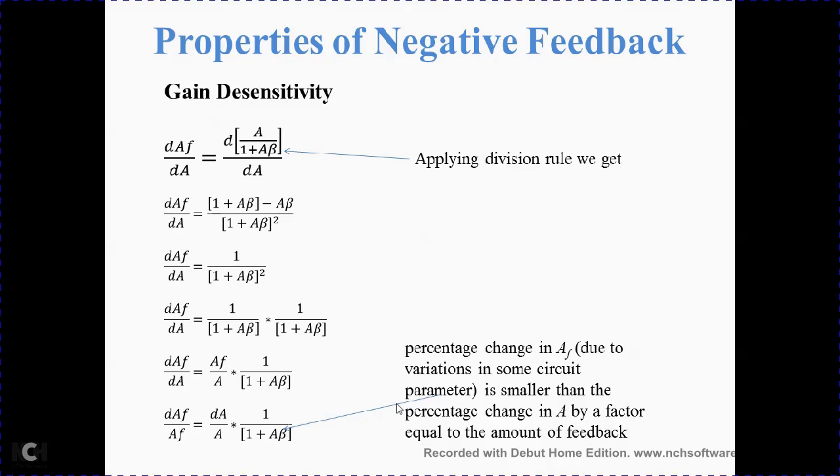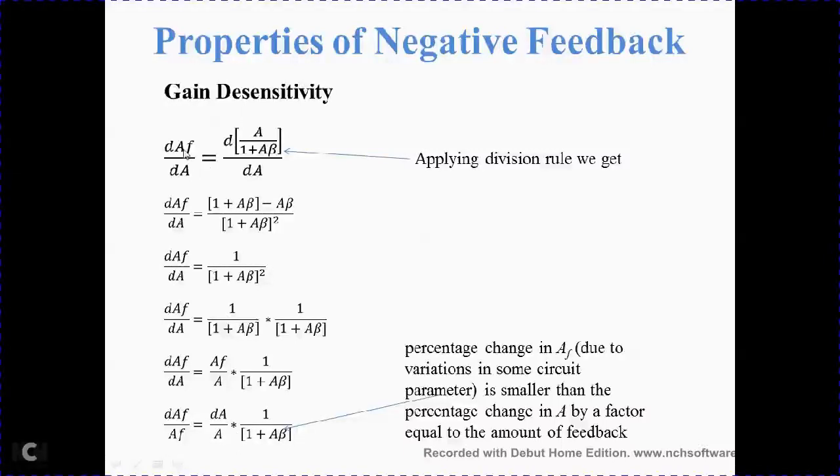Properties of negative feedback, and ultimately it is explaining the advantages of negative feedback that we discussed earlier. Okay, first one is gain desensitivity. Now in this, again, it's going to prove ultimately at last. You can see here. Let me start from the beginning only.